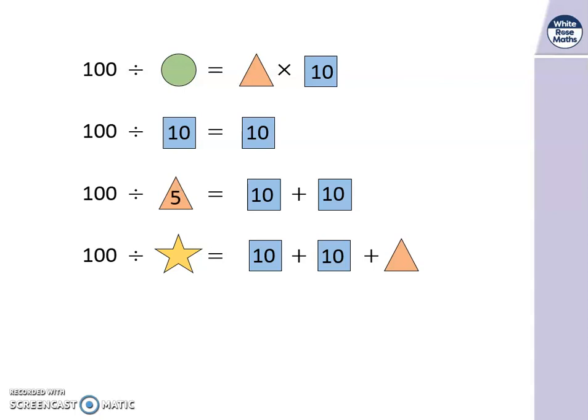Let's have a look at this one. 100 divided by 5 is 20. 100 divided by a number is 50. And the last one.